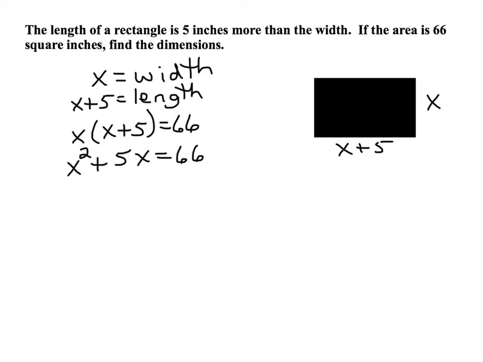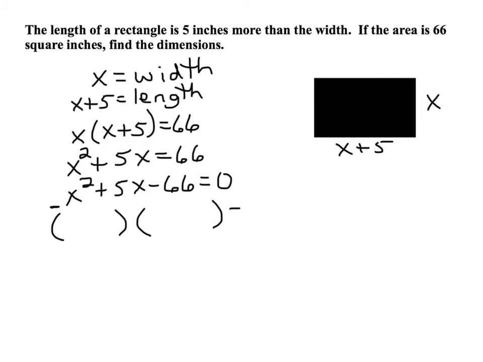The very first thing I want to do is make one side equal to 0. So I'm going to subtract 66 from both sides. So now I have a quadratic equation equal to 0. As I take a look at this, because this has a coefficient of 1 in front of the x squared, I could probably go through and factor this.